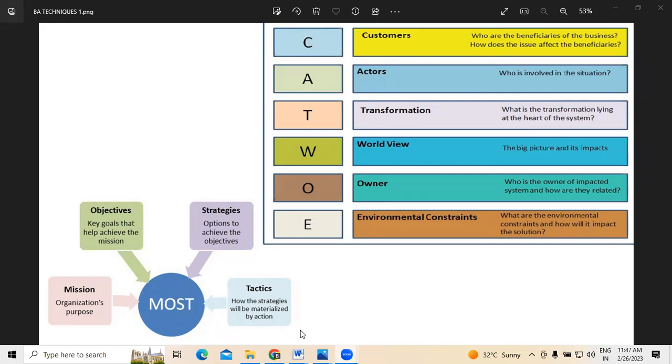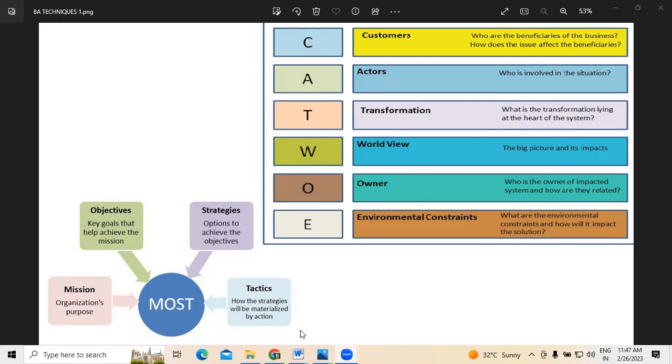T stands for transformation process. For example, if you want to make some changes, are you making all the changes at a time? No, right? We do the changes one after another, isn't it? That is what we call transformation. T stands for transformation.